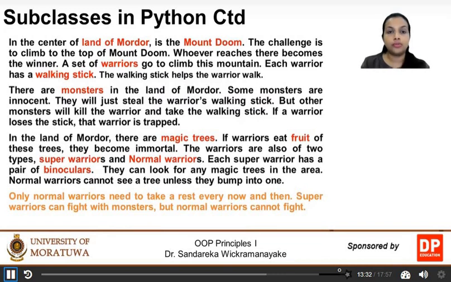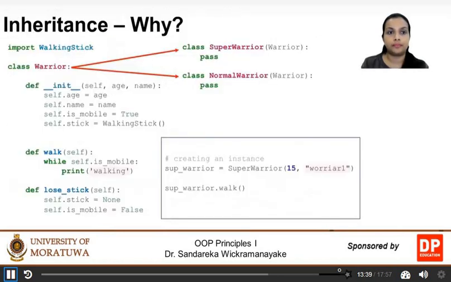Now we are going to use the inheritance principle in implementing the highlighted scenario of our game. This is the code we saw earlier. Now we have all the common warrior logic in the Warrior superclass, and the Super Warrior and Normal Warrior extend this superclass Warrior. But the problem is now both the normal and super warriors have the exact same attributes and methods.